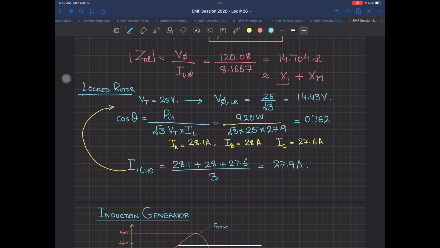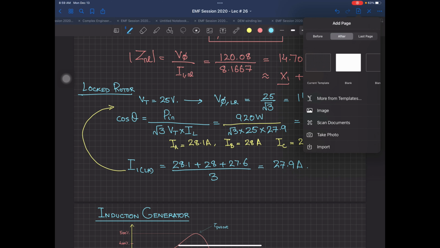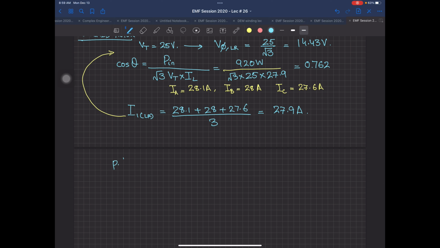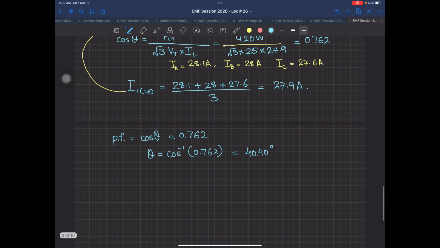0.762. Power factor has no units, please. Don't make this mistake. So now your power factor is equal to cos of theta, equal to 0.762. If you are asked to find your angle, this will be equal to cos inverse 0.762. The angle is 40.40 degrees. Please have your calculator always in degrees. Do not calculate the answer in radians.